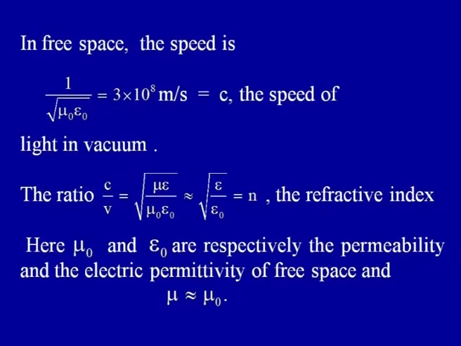Now, the ratio c by v, which is equal to the square root of με divided by μ₀ε₀, which is almost equal to the square root of ε upon ε₀, is equal to n, the refractive index of the medium. Here μ₀ and ε₀ are respectively the permeability and the electric permittivity of free space, and μ is almost equal to μ₀.